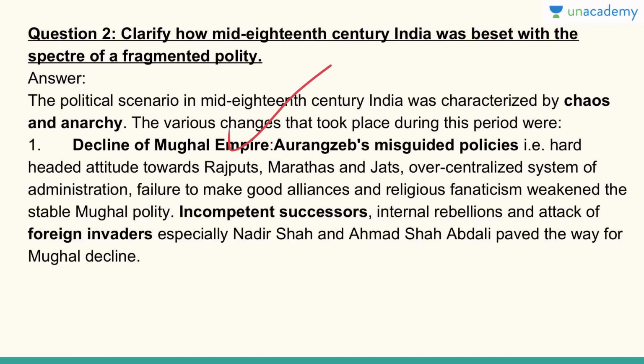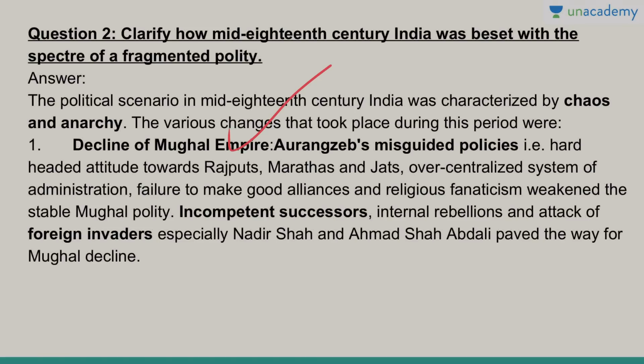Where did these invaders come from? They came from Afghanistan. And the most important reason was the successors were not competent enough, and they could not evolve with the evolving time, and that is why the Mughal Empire fell flat on its face.